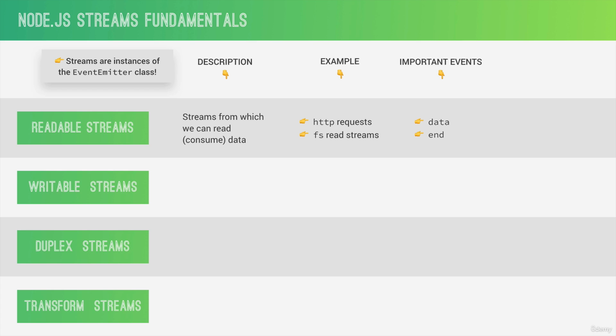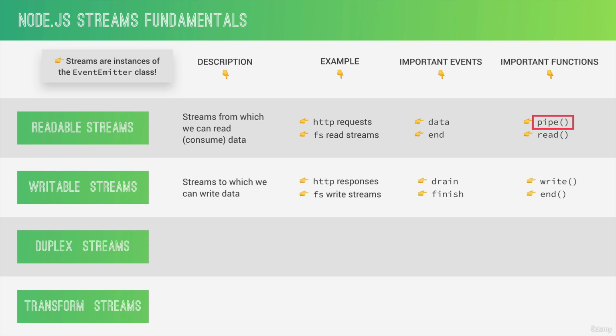And actually, we're going to do exactly that in the next video, so to practice how to work with streams. Finally, besides events, we also have important functions that we can use on streams. And in the case of readable streams, the most important ones are the pipe and the read functions. And again, you will see these in action in the next video, especially the super important pipe function, which basically allows us to plug streams together, passing data from one stream to another without having to worry much about events at all.